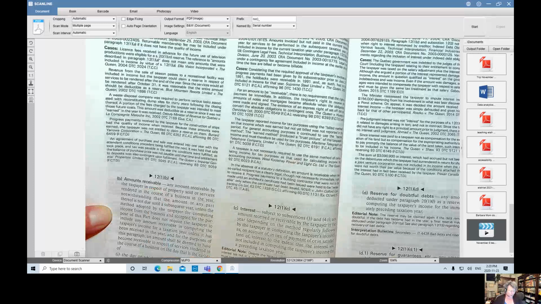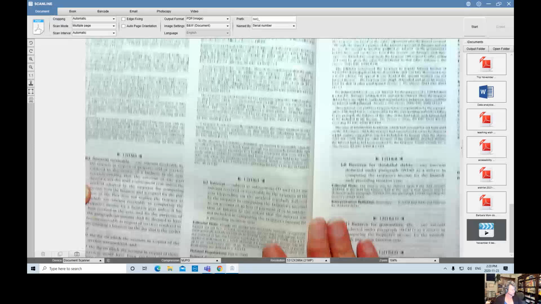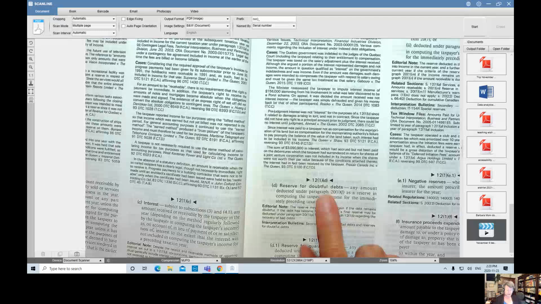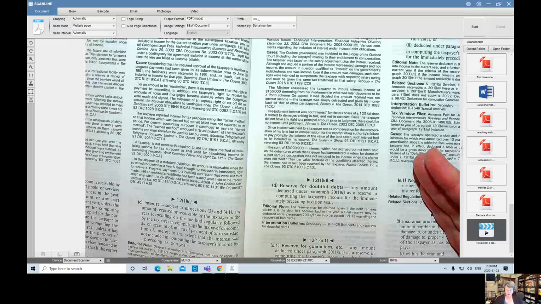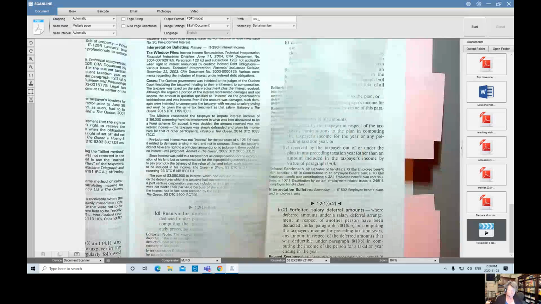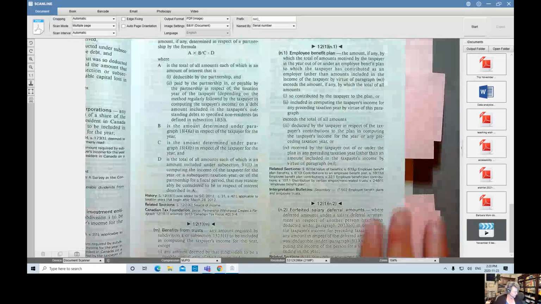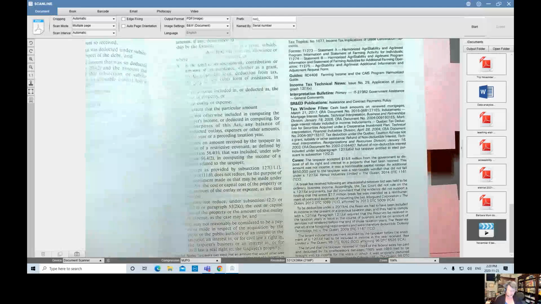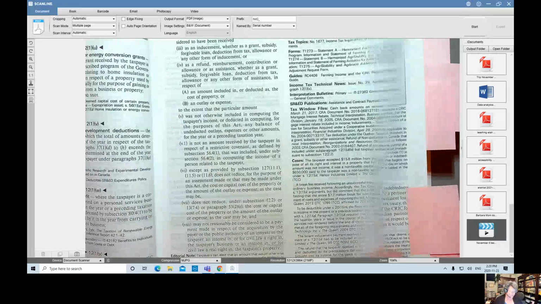We see that interest is included. We see reserve for doubtful debts included. We're going to talk about how that works, because what they're saying is we include last year's reserve, we deduct this year's reserve under section 20. And I don't think there's anything, recovered bad debts, things of that nature, there's nothing specific I want to look at in addition with these.